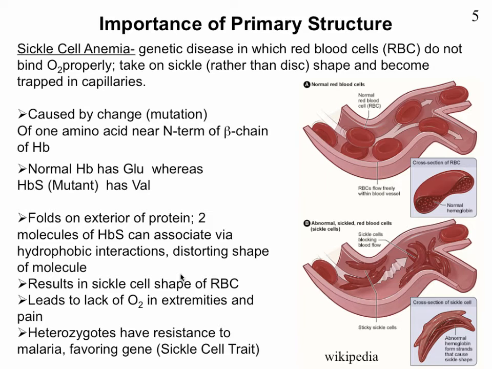One of these diseases is sickle cell anemia. This is a genetic disease in which red blood cells do not bind oxygen properly. They take on a sickle shape rather than a disc shape, and then they become trapped in the capillaries.